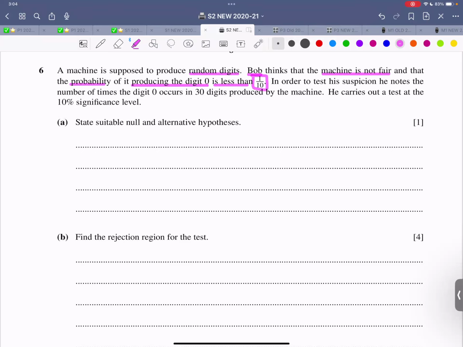Now, there are 10 random digits, 0, 1, 2, 3, 4, 5, 6, 7, 8, 9. So the probability of each has to be 1 over 10. Bob is thinking it has to be lesser. The value written over here is for the alternative hypothesis, and we'll use the same value for the null hypothesis. H0: probability of success is 1 over 10. By the way, this makes it binomial. X follows a binomial distribution. H1: p is less than 1 over 10.